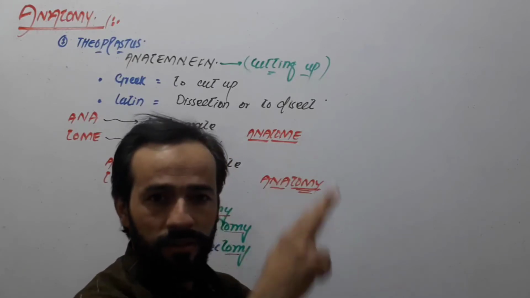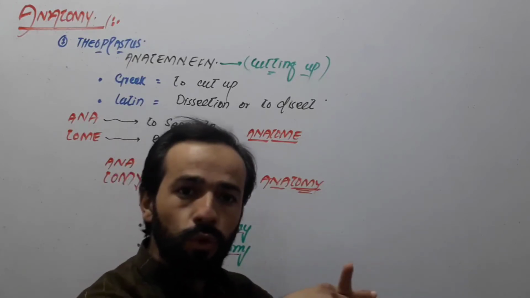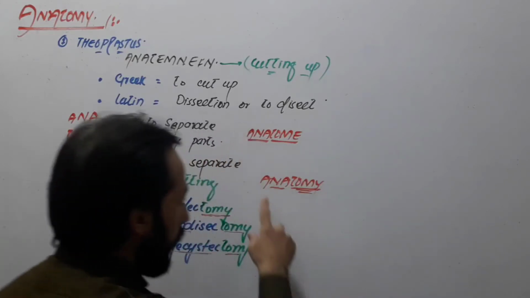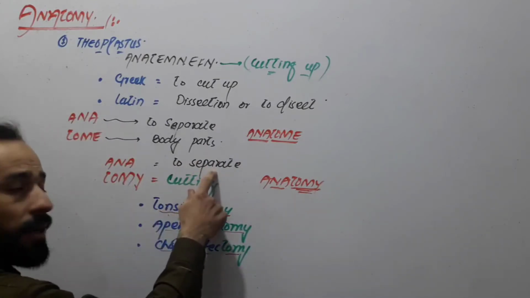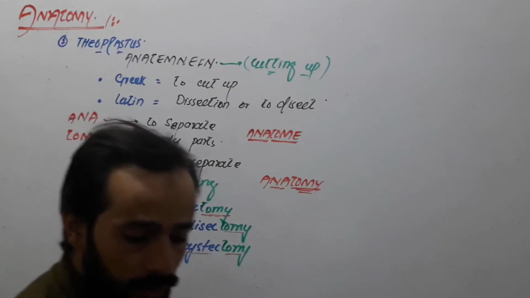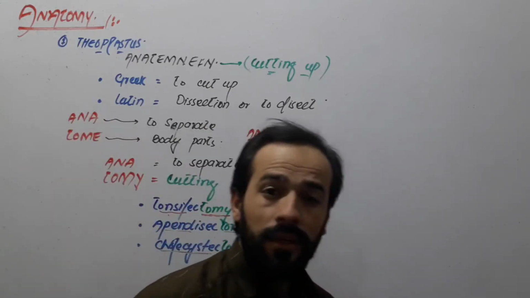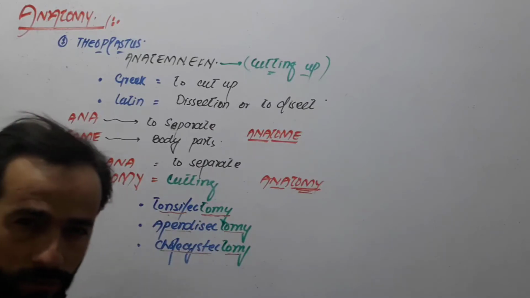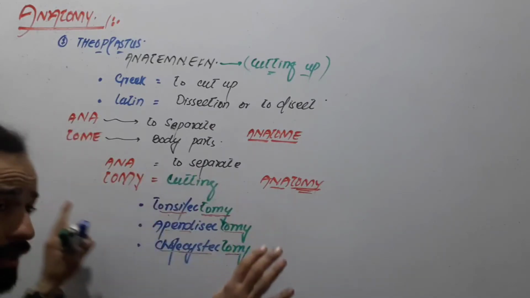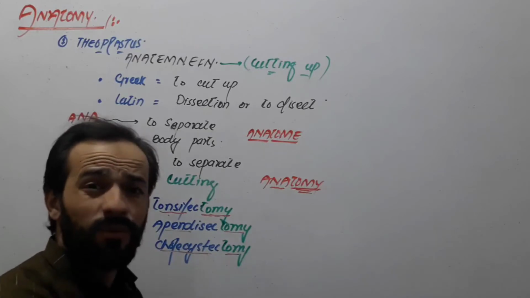You have to cut this finger, right? You have to do tomy, right? So anatomy means cutting and separating different parts of the body. Cutting and separating different parts of the body is called anatomy. Clear, friends? I haven't defined anatomy yet, what is anatomy.